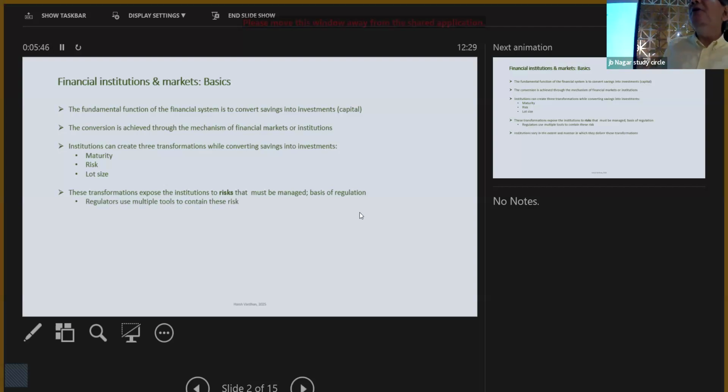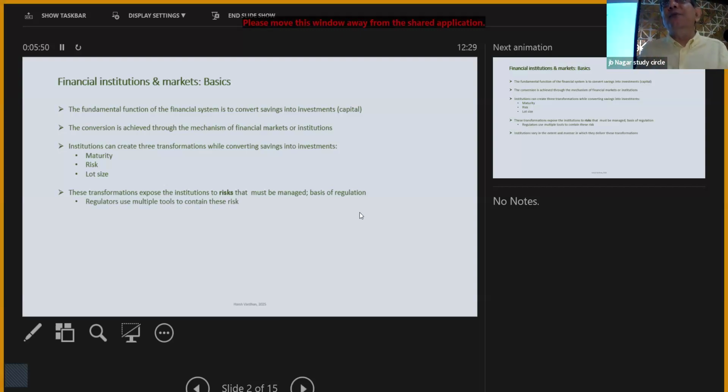And then the regulators use multiple tools to actually contain these risks. And I'll talk a little bit more about regulation. So both the management of the companies as well as the regulator are trying to achieve the same objective, in some sense, which is to contain risks that arise out of the intrinsic nature of the business of banking and financial services.